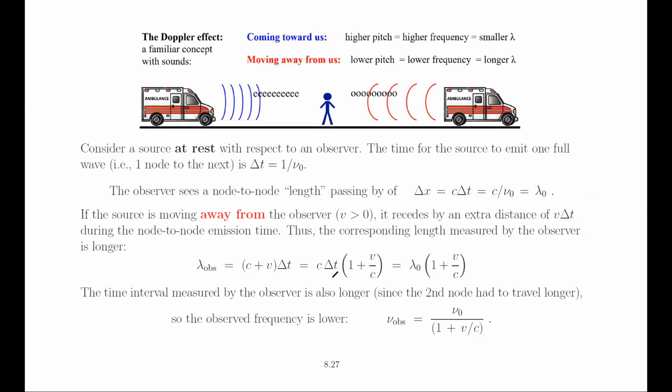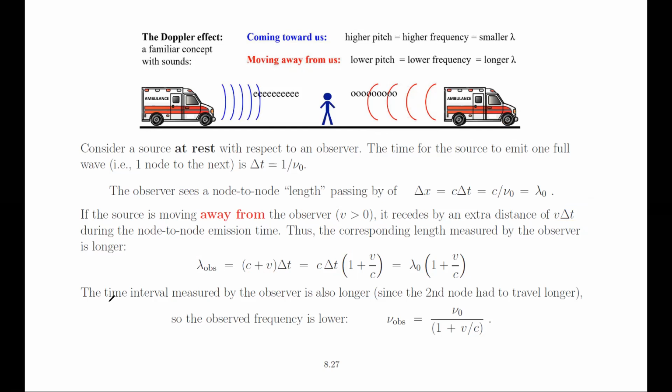And when we separate those out, we get a 1 plus v over c, and that c delta t is just the wavelength as emitted by the emitter, right? So the wavelength that's observed is longer, it's stretched out. This is now the receding ambulance version where the wavelengths are longer.